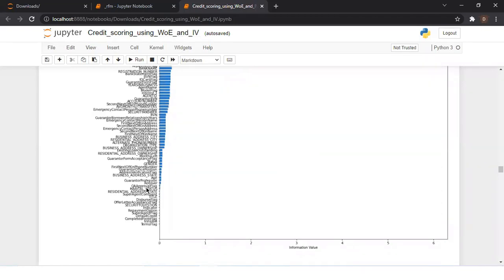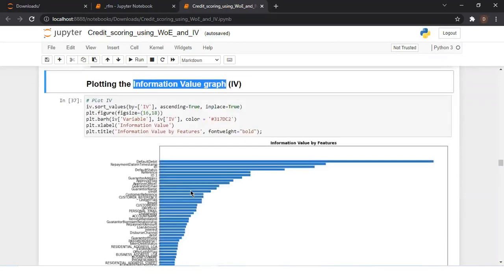So we will not take this. The purpose of this information value is to ascertain those variables. That's how these financial institutions, this CIBIL score, this ICRA, this CRISIL, use this information value graph to ascertain those parameters, those variables that pertain to me for the purpose of developing that credit score.